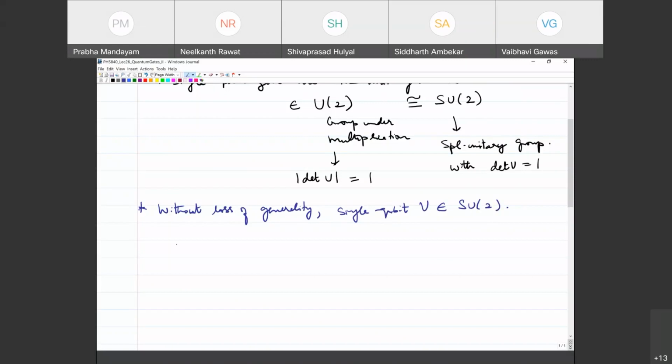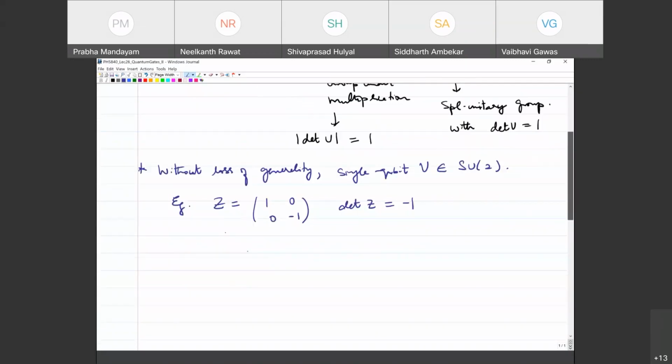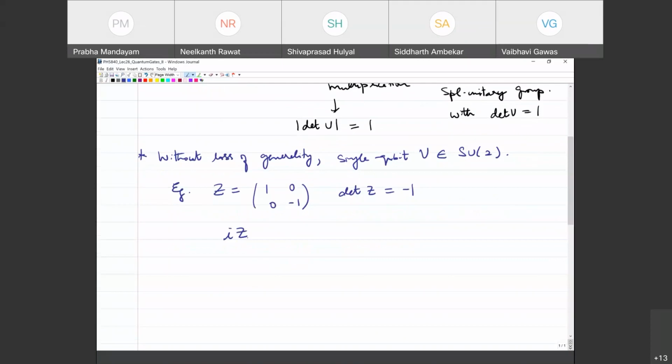So for example, think of your Z gate. Now this, of course, has determinant -1, right? So what do we do? We can think of iZ. iZ is the gate i, 0, 0, minus i, right? And this, of course, has determinant +1, and this belongs to SU2. Just wanted to clarify this.